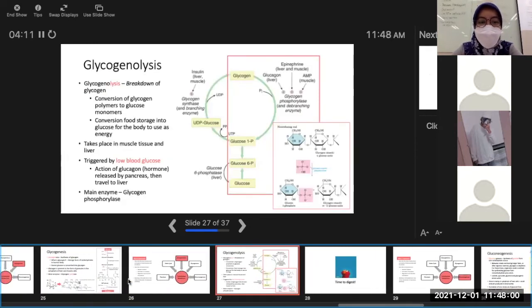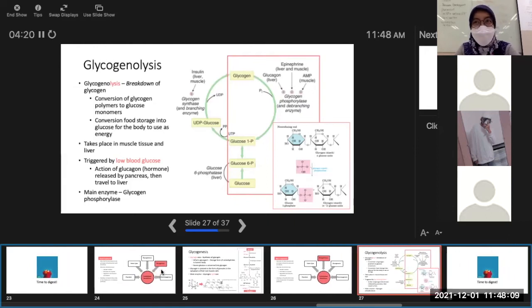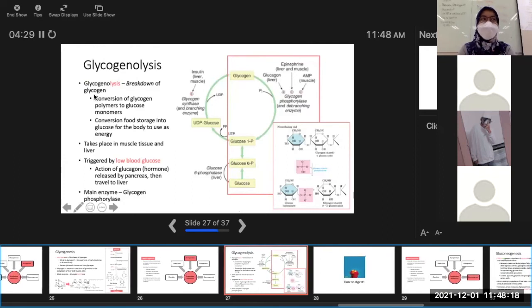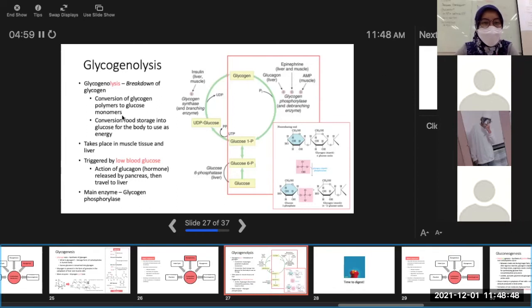Next one would be glycogenolysis. If glycogenesis is the synthesis of glycogen, then glycogenolysis is the breakdown of glycogen. When there's excess glucose, glycogenesis takes place. When does glycogenolysis take place? If you don't eat when you are hungry. It's the conversion of glycogen into glucose, so it's the opposite of glycogenesis.